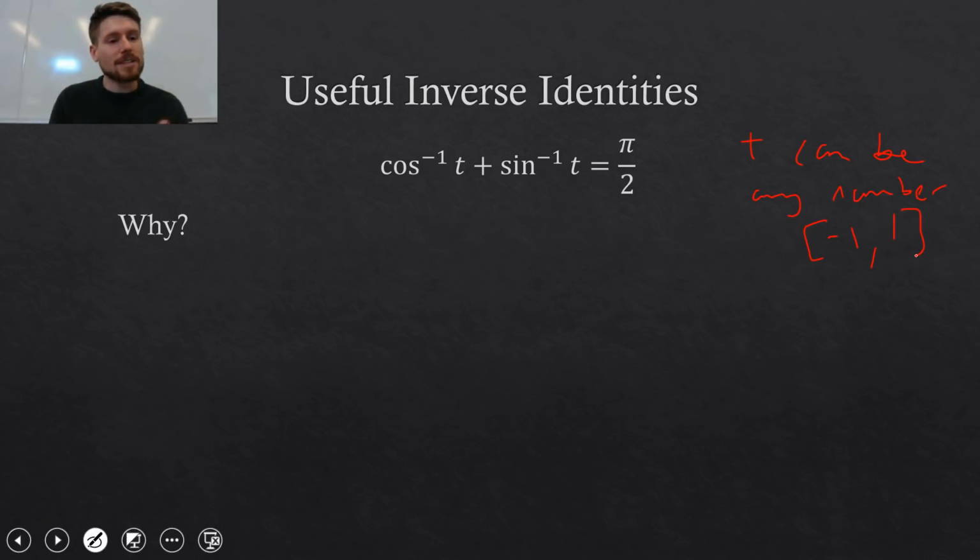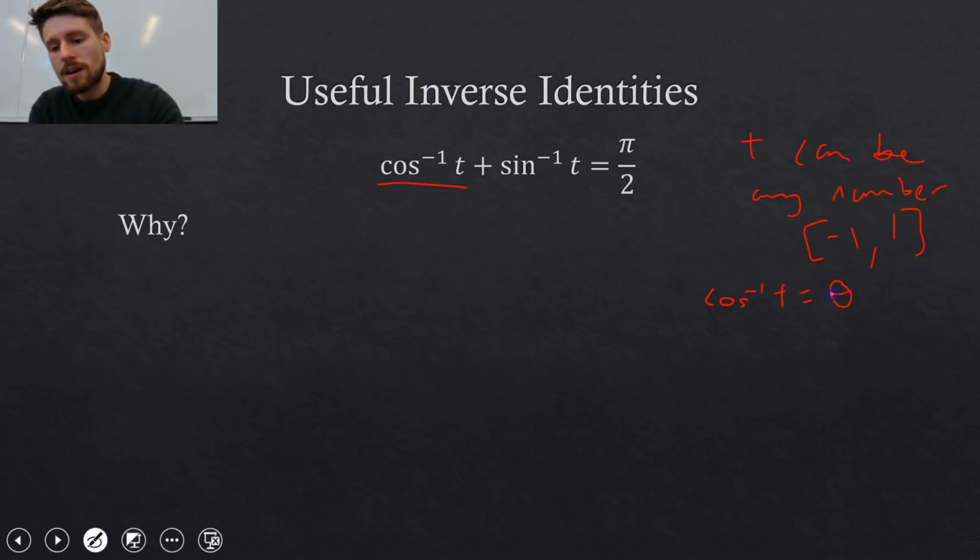Let's go ahead and diagram this out and understand what this is talking about. Let's look at this first statement, cos inverse of t. What does that mean? Cos inverse of t is equal to theta. It's equal to an angle. Remember, the answer to cosine inverse is an angle.